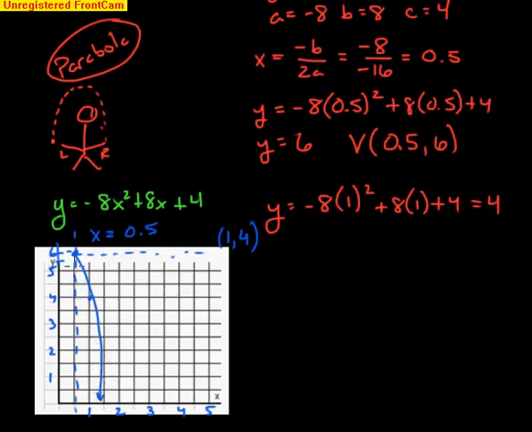Now, to get the left side, we go straight across the axis of symmetry. This point right here must be 0, 4. And there we go. This is the picture of the path of that ball. So I throw it, and it comes up and down.